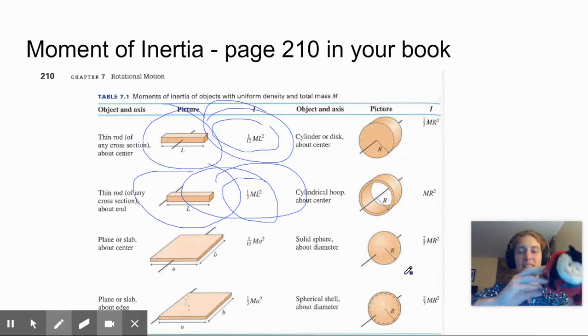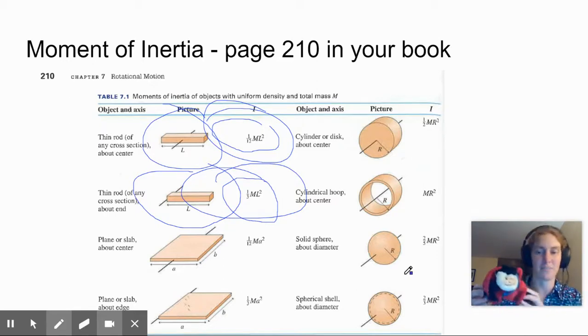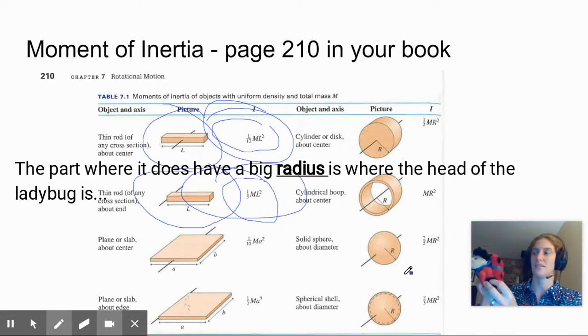And as I rotate this ball, for lack of a better word, you will notice that where I'm holding it on the edges here is not going to move very far away from my hand. So if I go like this, you can see that right here, it's not going very far away. So my radius to this part of the mass is fairly small. The part where it does have a big mass is where the head of my ladybug is, because that's the fat part of this wad.